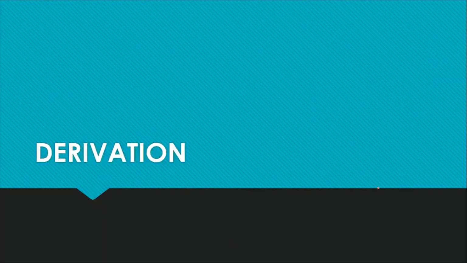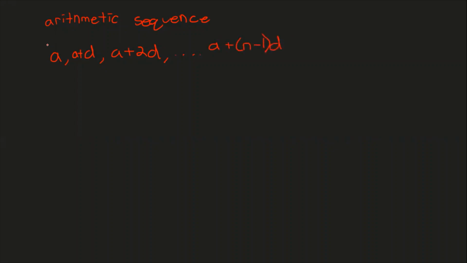So let's get into the derivation of our formulas. First, let's write out what an arithmetic sequence is. Well, in general terms, it is simply a, a plus d, a plus 2d, and so on, until we get to our final term of a plus n minus 1 d, right? This is the general term of an arithmetic sequence.